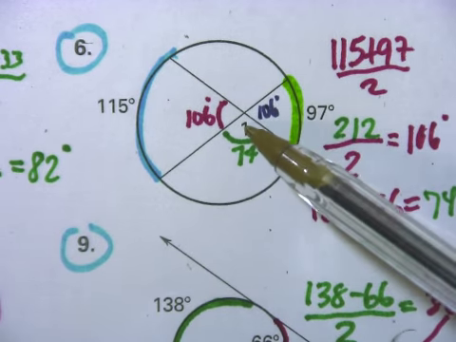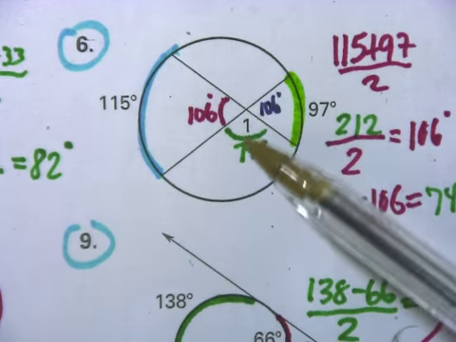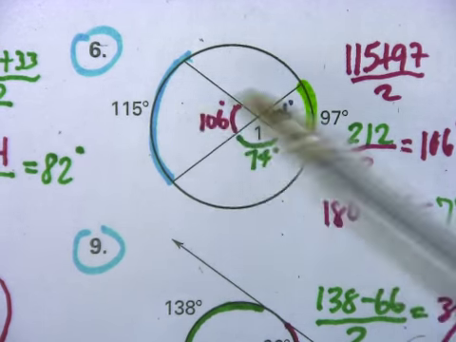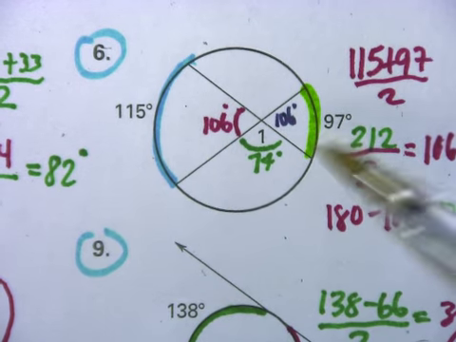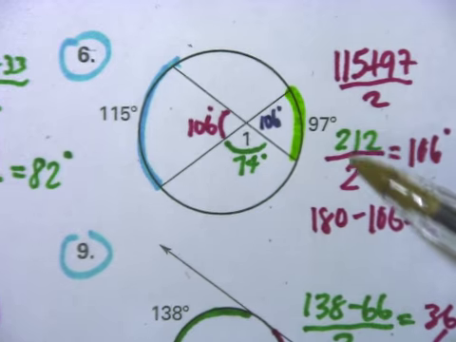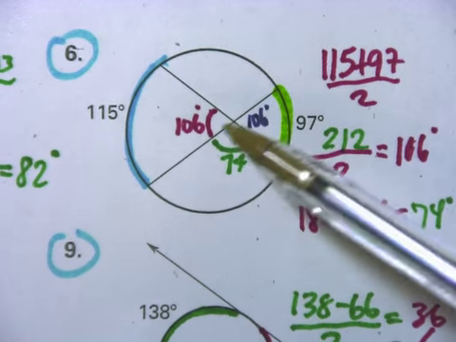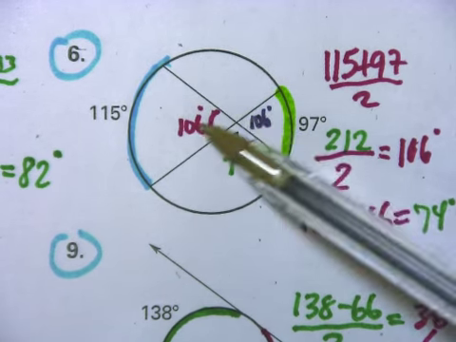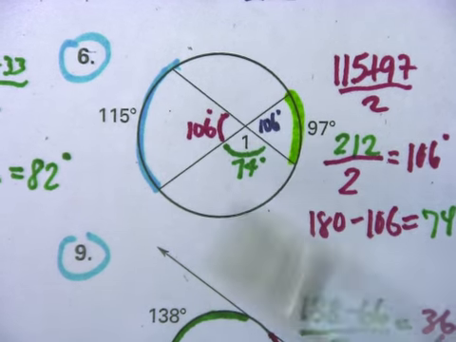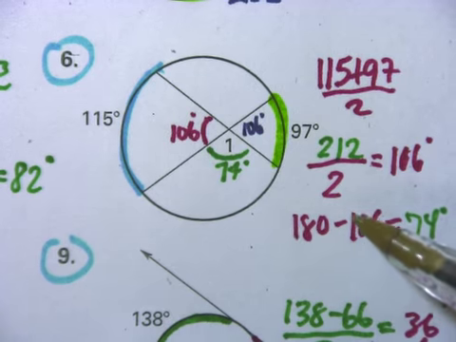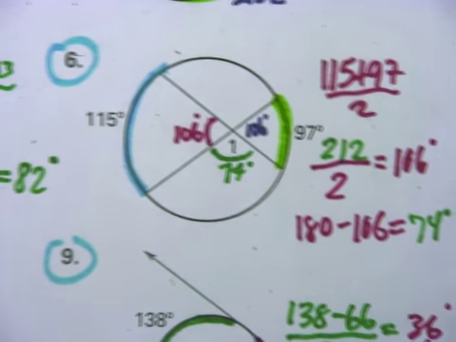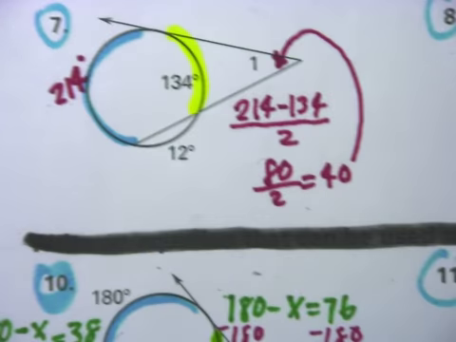Question number 6. It's a little tricky because they want angle 1 here. They don't want the vertical angles here. They want angle 1. Well, in order to find this angle, I need to know what this angle is here first. Well, I have my two arcs, 115 and 97. Since the angle's inside, I add them and divide by 2. That gives me 212. Divided by 2 is 106. So this angle here and this angle here are 106. But they don't want that angle. They want the one adjacent to it. I know that these are a linear pair. So if I take 180 minus 106, it's going to give me the angle here, which is 74 degrees.